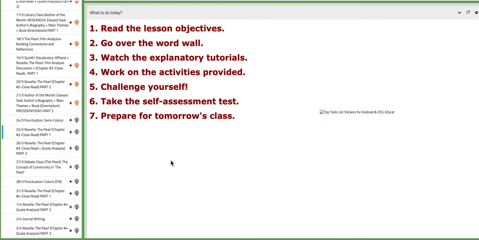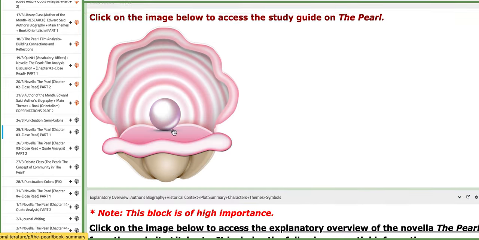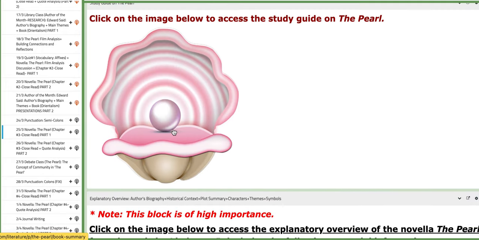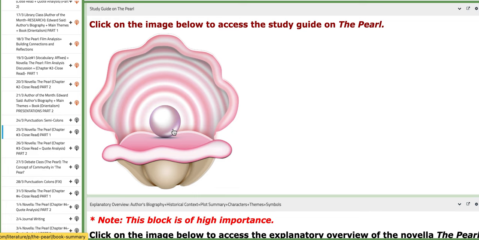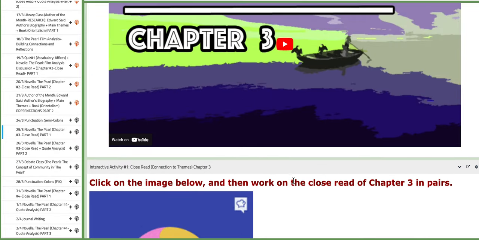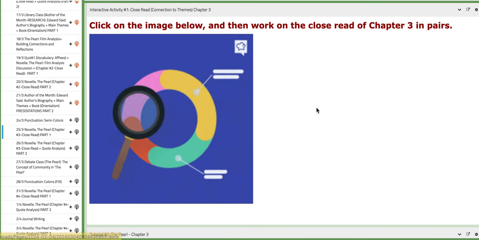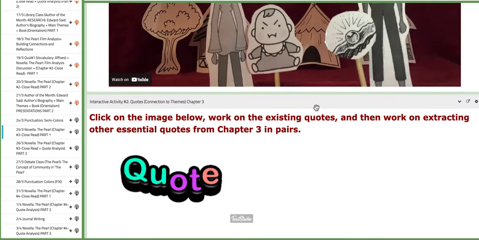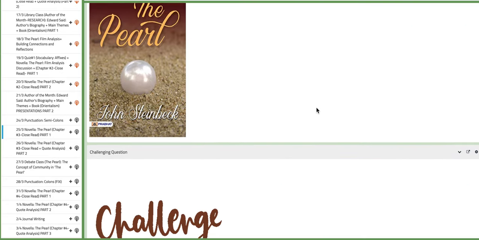On the second day of this week, which is the 25th, we are going to start with a close read of chapter number 3 from the novella The Pearl, making it part 1. You have a new study guide here to help you understand or analyze the novella. Along with tutorials, here you have the attached close read and also the attached quote analysis.